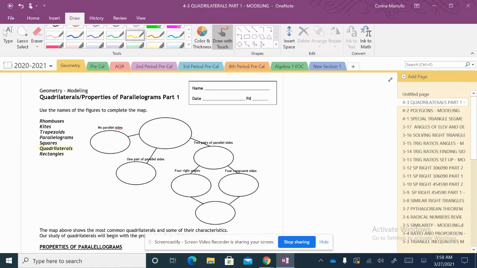So I'm going to go ahead and write in here, quadrilaterals. And you're going to need this with your assignment, okay? So make sure that you guys have this handy. And then you have three different types of quadrilaterals. So we classify them three different ways.